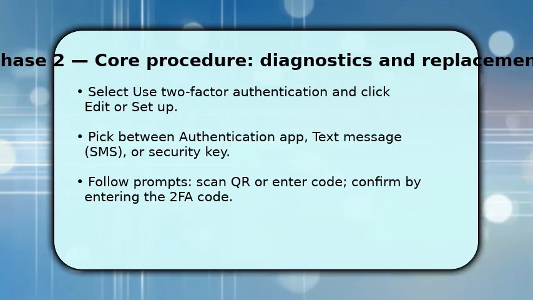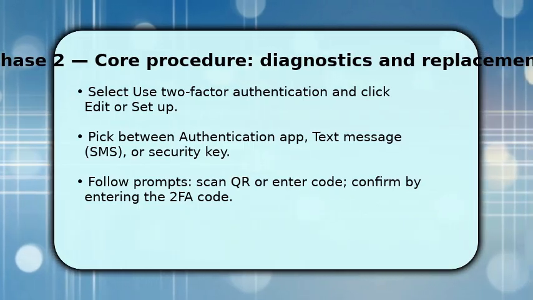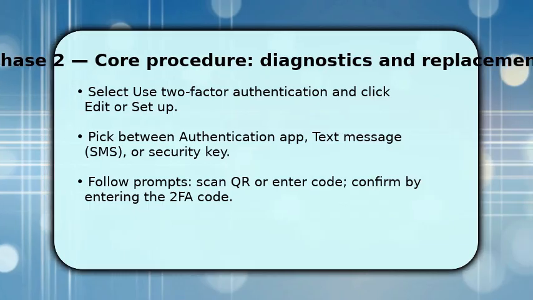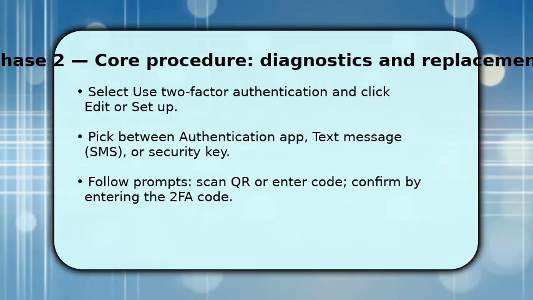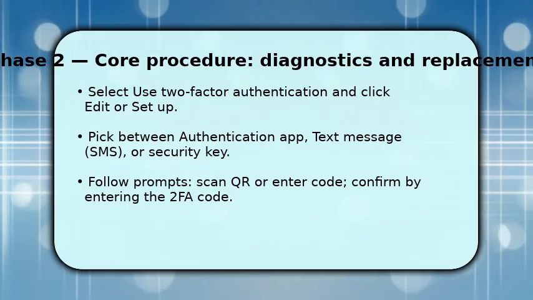If you pick an app, scan the QR code or paste the key. If SMS, enter the phone number. Then, Facebook will ask you to confirm by typing the temporary code it sends. This verifies the connection and ensures codes will work when needed.